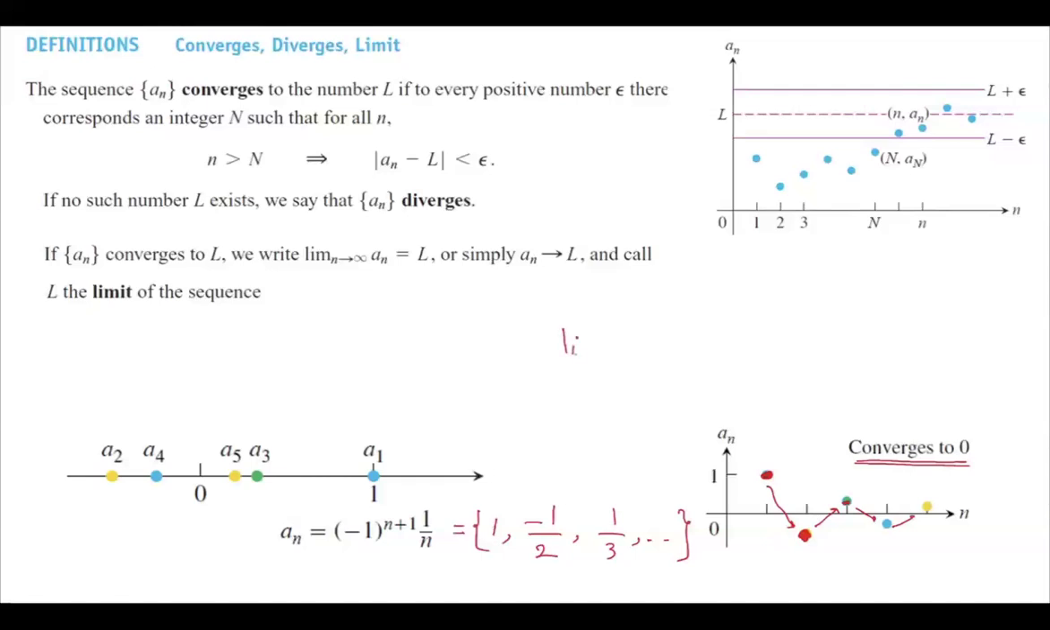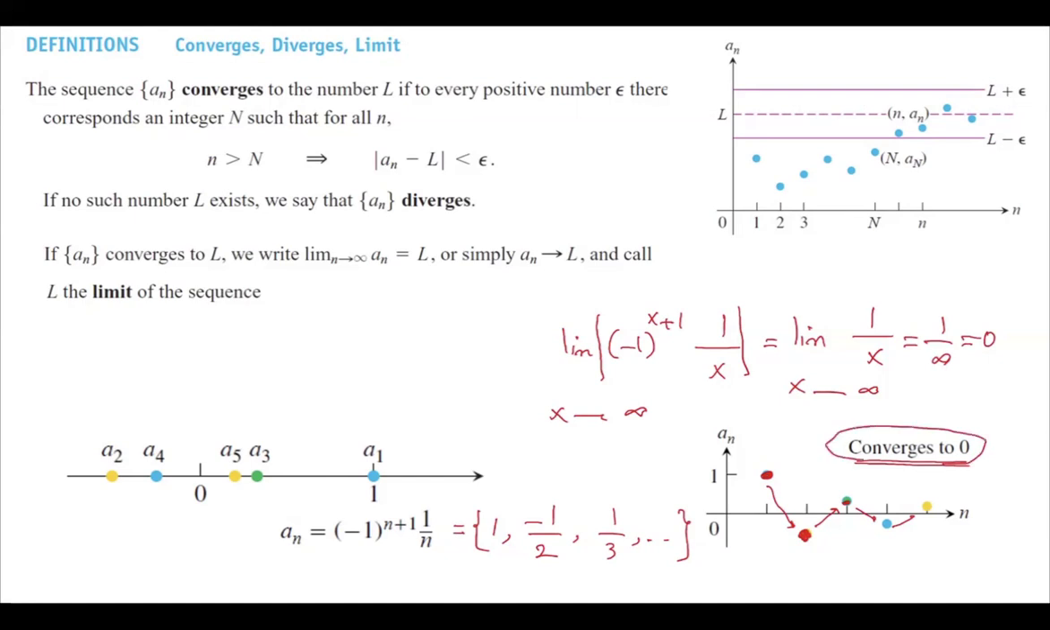If you find the limit of (-1)^(x+1) times 1 over x, later on I'll show you that we have a nice theorem. Instead of working with (-1)^(x+1) times 1 over x, we can find the limit of the absolute value as x goes to infinity. The limit of 1 over x as x goes to infinity is 1 over infinity, or 0. So we expect the limit of this sequence goes to 0 as well. It means that you have a convergent sequence.